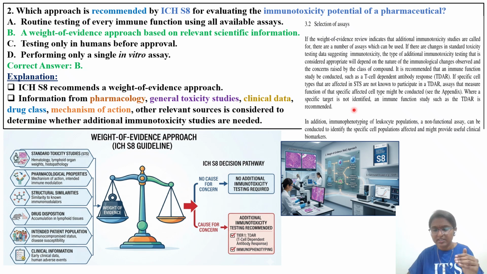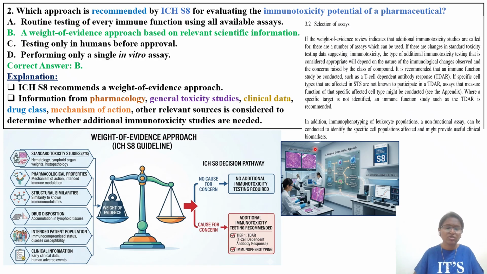So from the existing assays, if you are not able to identify whether it is affecting helper cells or WBC or RBC like that, immune function studies such as TDAR is recommended. In addition, immunophenotyping of leukocyte population. So you have to do even the leukocyte count also. A non-functional assay can be conducted to identify the specific cell population affected and might provide useful clinical biomarkers.